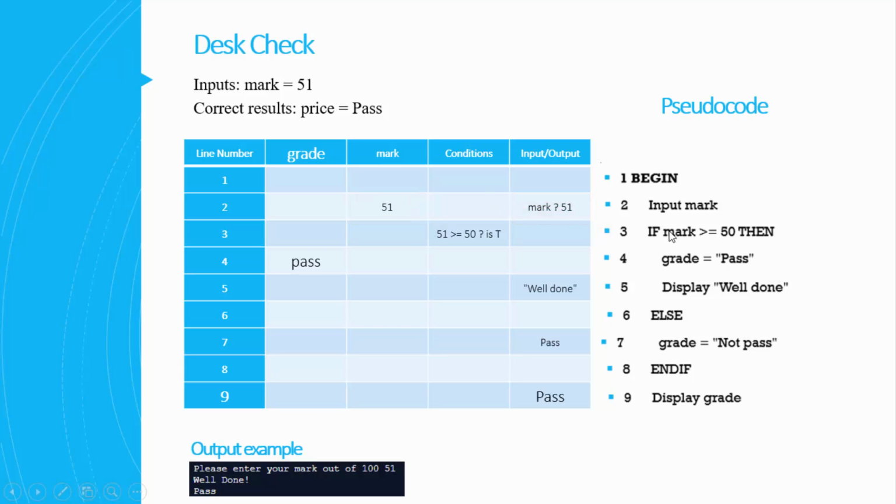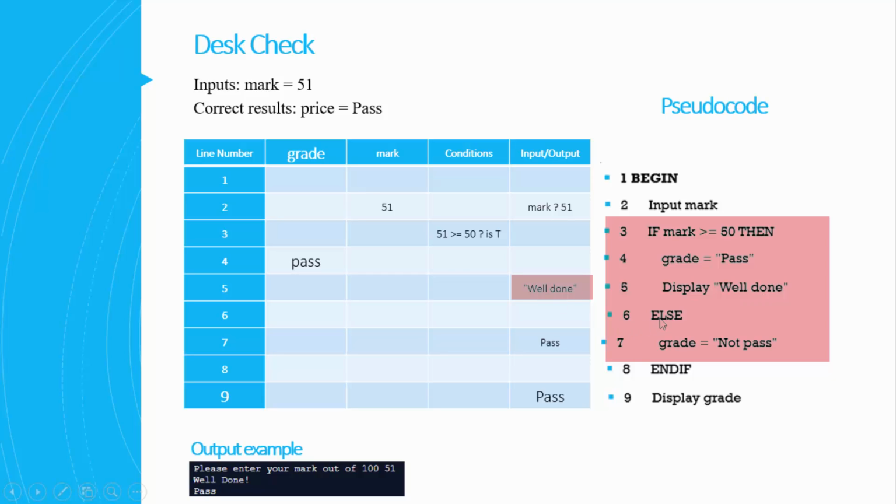We then need to ask the question: is mark greater than or equal to 50? And in our case, is 51 greater than or equal to 50? And the answer is true. So therefore we will set our grade variable to pass and we will display well done.